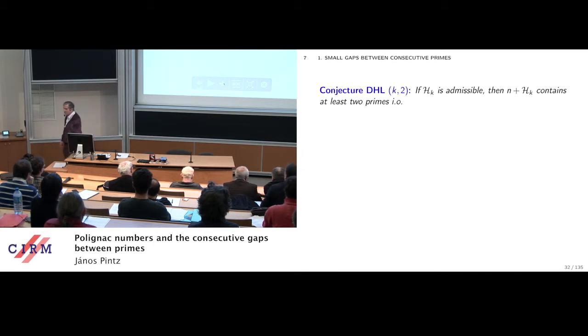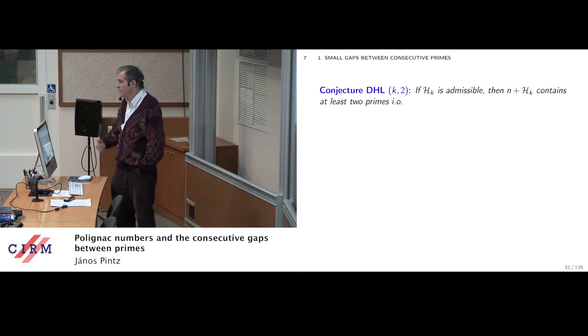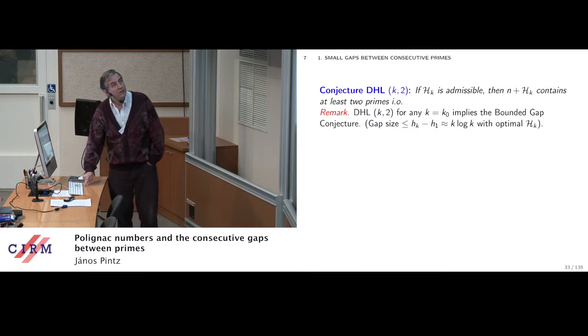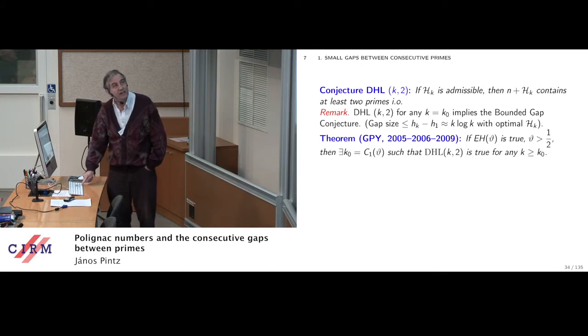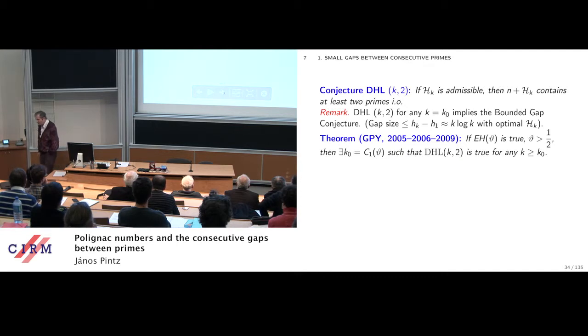Naturally, if k is chosen to be large, then the whole assertion is more simple. So our goal would be to prove it for at least a large value of k, because in this case, the gap size is at most the diameter of the set H_k. And we proved that if we have an exponent for the distribution of primes bigger than 1/2, then we have this DHL-K2 to be true for k sufficiently large, which implies the bounded gap conjecture.